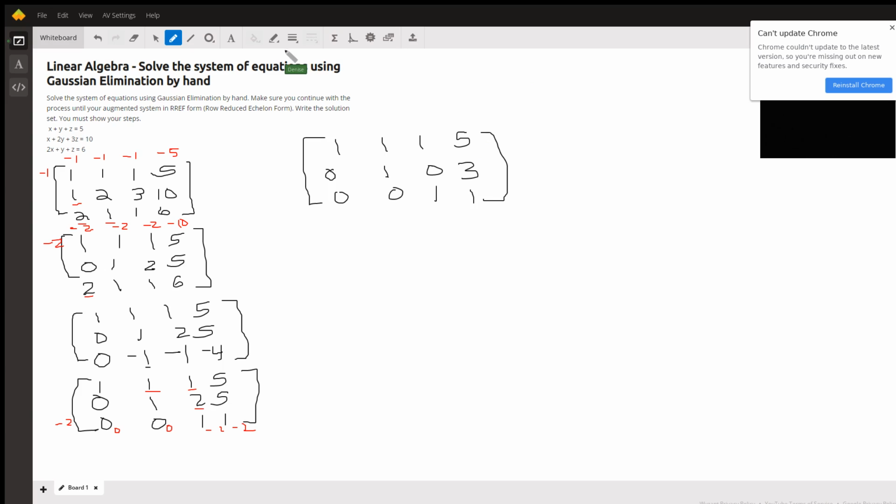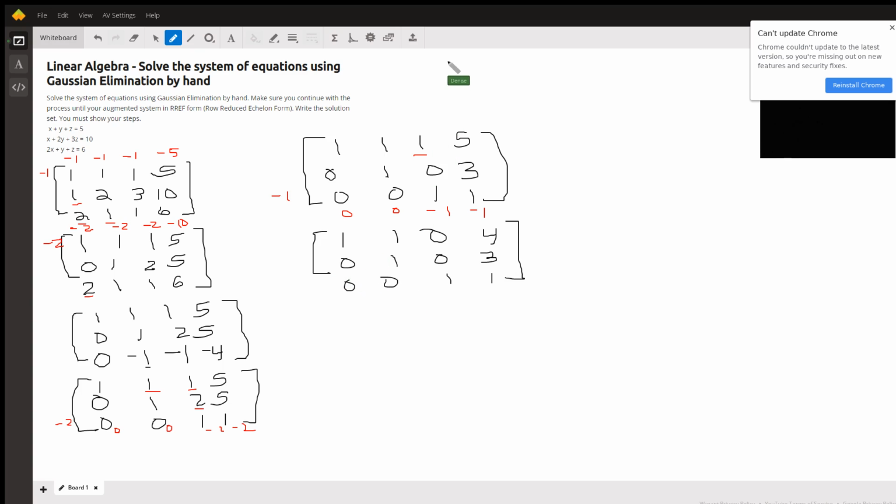Okay. Next, to get a 0 here, I'm going to multiply this bottom row by -1: 0, 0, -1, -1. And then add those two rows together: 1, 1, 0, 4. 0, 1, 0, 3. 0, 0, 1, 1.